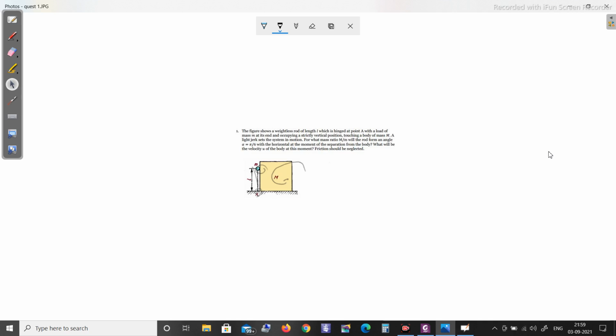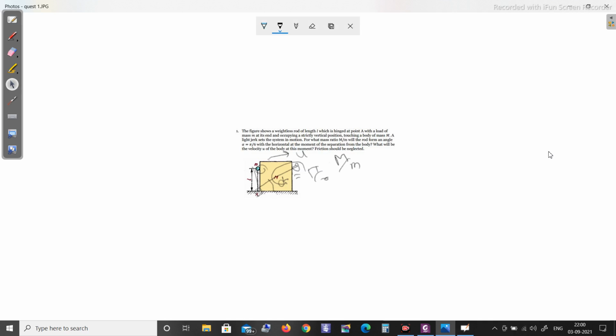Now if a light jerk is provided to this system, then this system comes into motion. Then when this rod makes angle alpha, which is equal to pi by 6, at this instant we have to calculate two things. First of all, we have to calculate the ratio of their masses, and second, we have to calculate the velocity of the body.